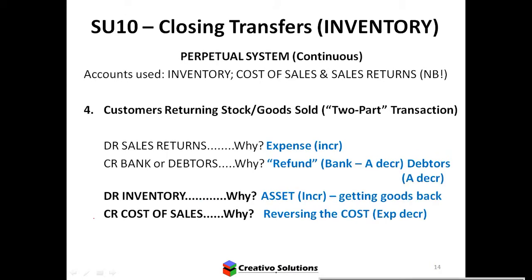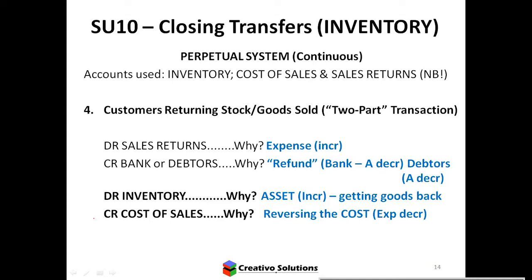Right, still perpetual, not periodic yet. This is the sale return. If I'm getting something back from my customer, what is that doing to my books? Increasing or decreasing my stock? Increasing. It's increasing my stock. So I'm going to debit inventory and then credit cost of sales. Sales returns and bank or debtors will be affected when you have the actual return.